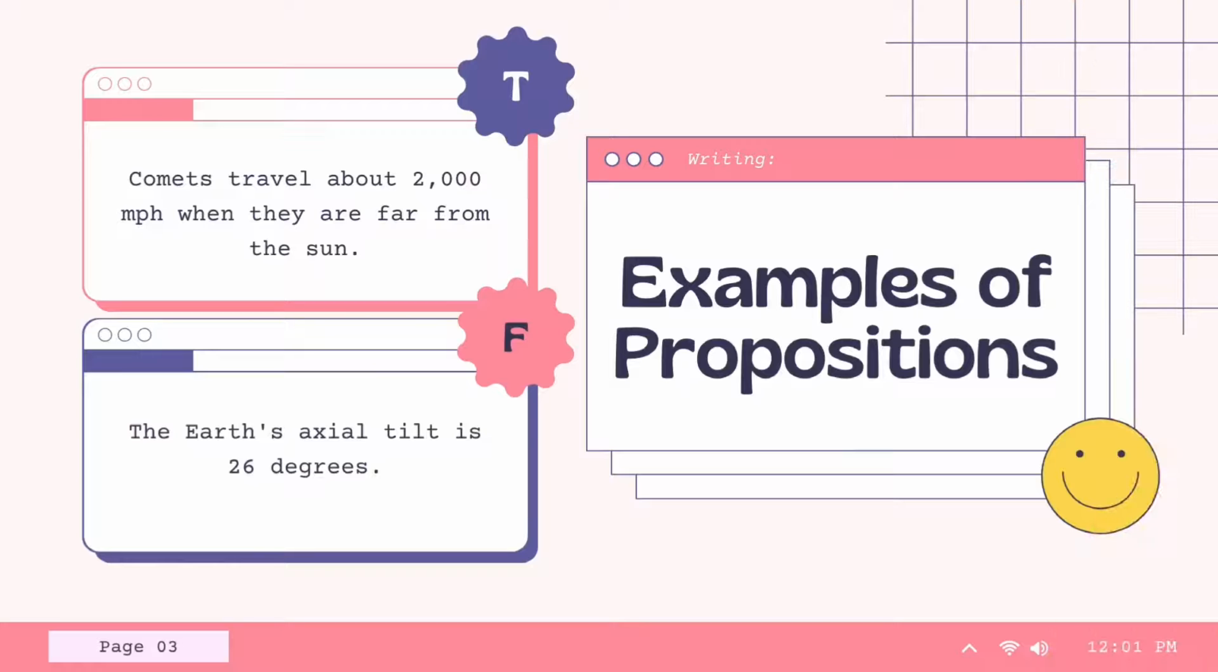Here we have two examples of simple propositions. The top one, which is true, states that comets travel at 2,000 miles per hour when they are far away from the sun. The bottom one says that the Earth's axial tilt is 26 degrees. This is obviously false as its actual tilt is 23.5 degrees. As such, both of them are sequentially denoted with T and F.